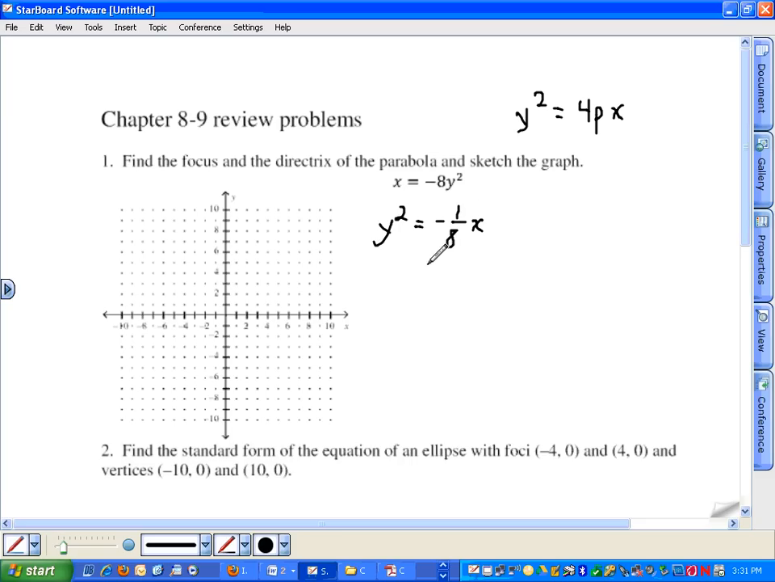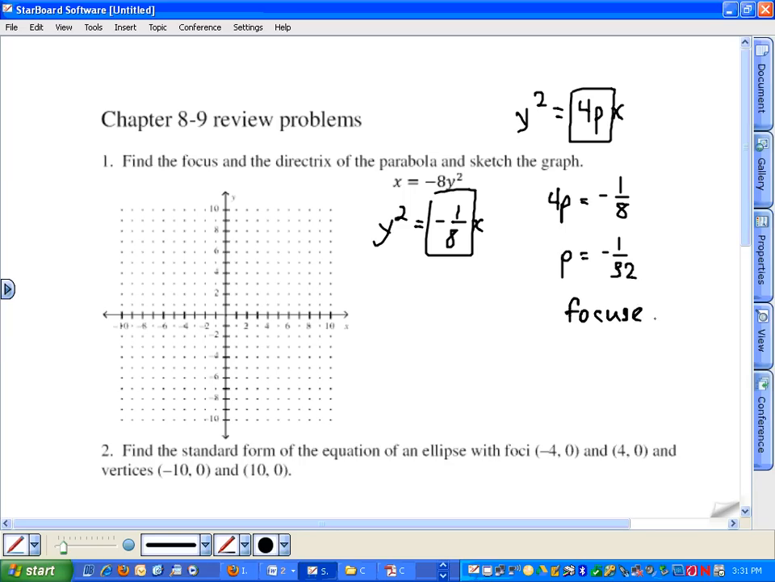Now when we compare this to the general form of the equation and equate coefficients, 4p is the coefficient in front of x and -1/8 is the coefficient in front of x. We set these equal to each other to solve for p. 4p equals -1/8. Divide by 4 on both sides and get p equals -1/32. The value of p is important because it tells us where the focus is.